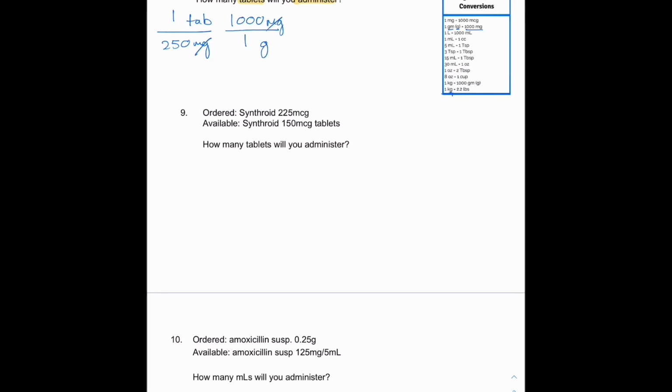Those cancel, but in my equation here I've still got grams at the bottom and tabs on top, so let's get rid of the grams. Put grams on top. Then our order is 0.375. The grams cancel, that means we're good. So we can multiply across. So 1,000 times 0.375 is going to be 375. Divided by 250 times 1 is 250. And that is going to equal 1.5 tabs.